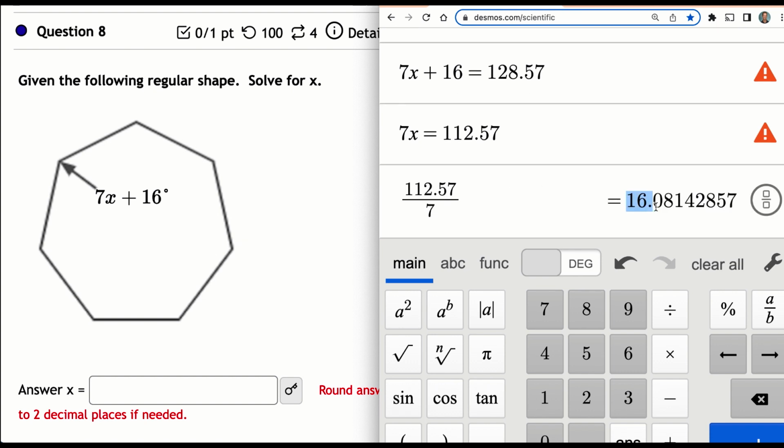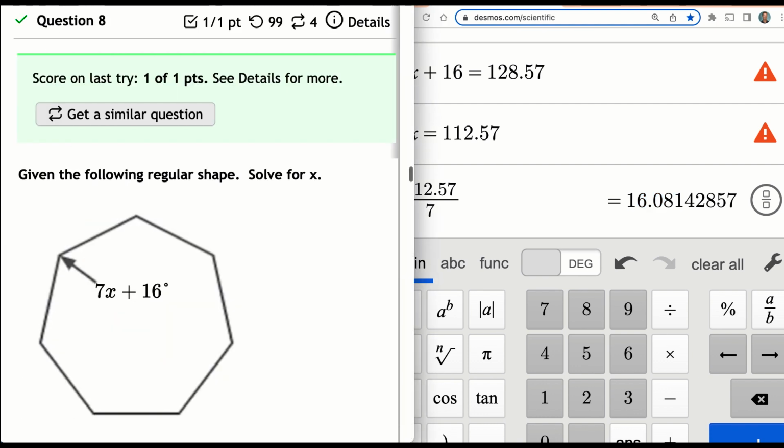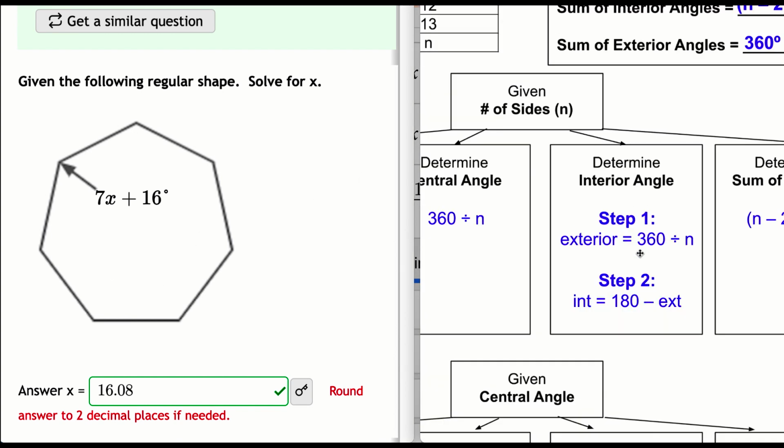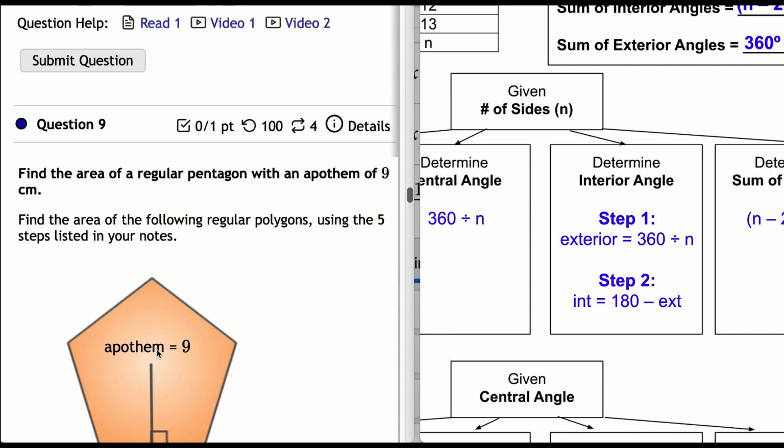And my final answer for x will be 16.08. That is how you're going to solve questions like this. Hopefully you can see the steps in the process. Count up your sides, use the notes to figure out the correct number of degrees for one interior angle, set this expression equal to that angle, solve for x, and then you're done.